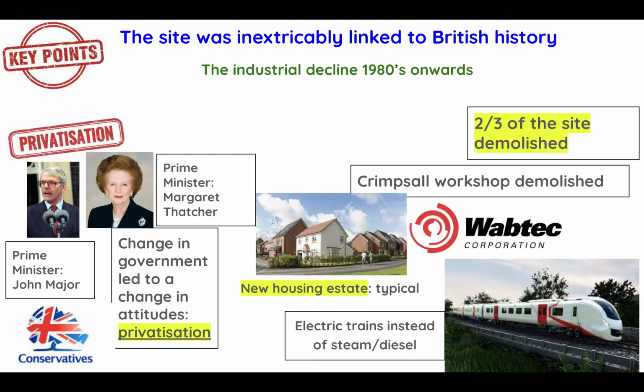Phase 5, the industrial decline. So from the 1980s onwards, the site experienced major decline and transformation. This decline was caused by privatisation, changes in government policy, and the shift from steam to electric trains. This phase is significant because it reflects wider deindustrialisation in Britain and shows how economic changes affect local communities.